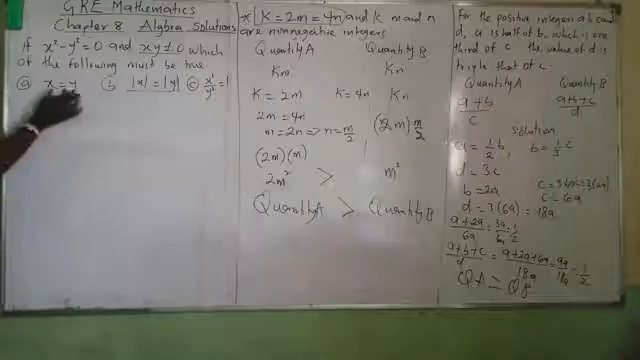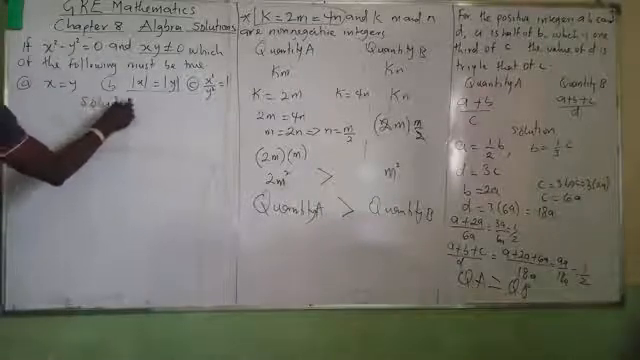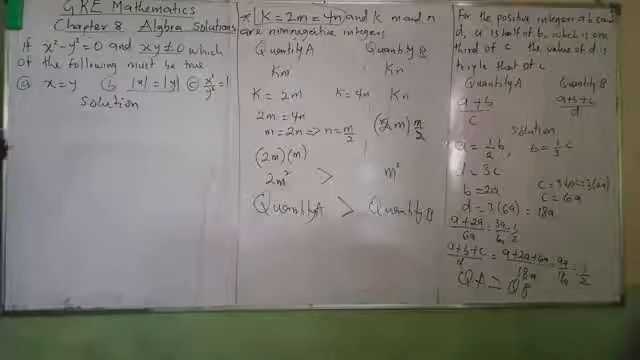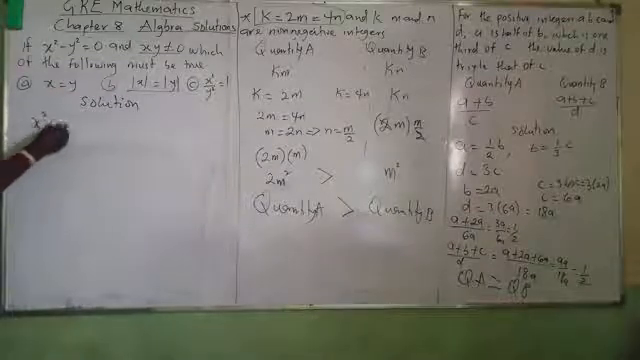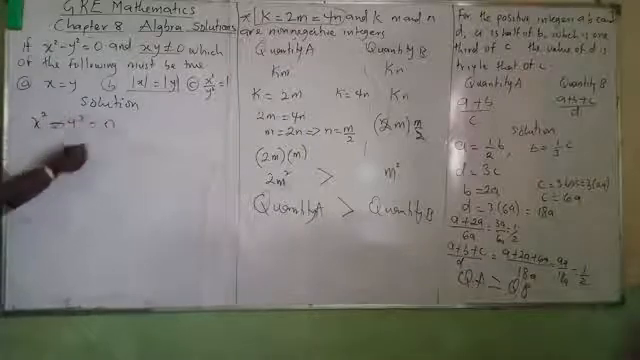Now, I have this problem. The first thing I need to do is find a solution to this problem. Now, I will look at this: x squared minus y squared equals 0.